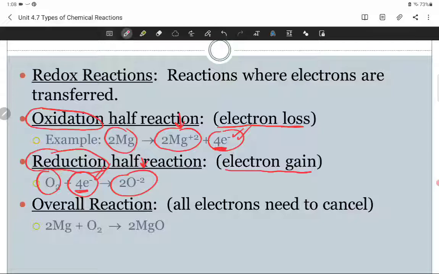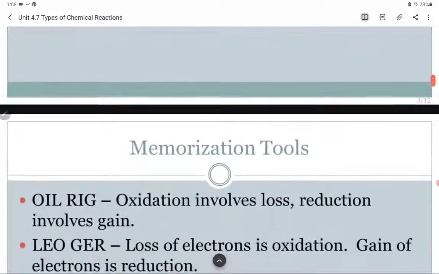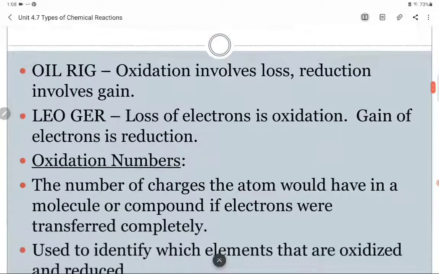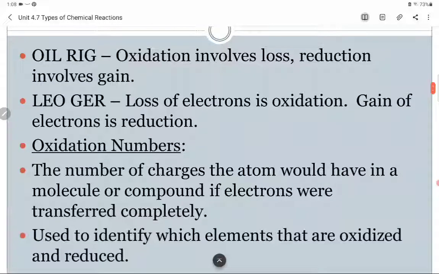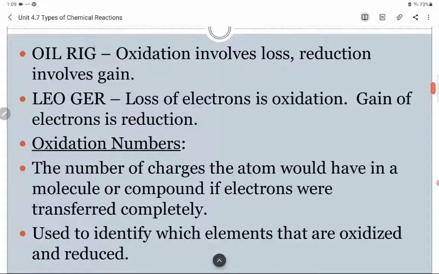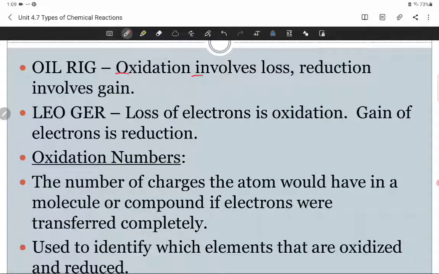You can always call it oxidation reduction reaction. Some people shorten it and just call it a redox. So if you're not really good at memorizing, you could use one of these little ideas. OIL RIG: Oxidation Involves Loss, and the RIG part would be Reduction Involves Gain. I'm not really too partial to LEO says GER, but that's another option for you.